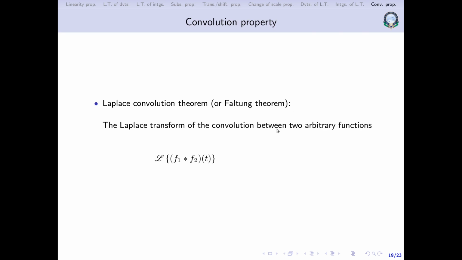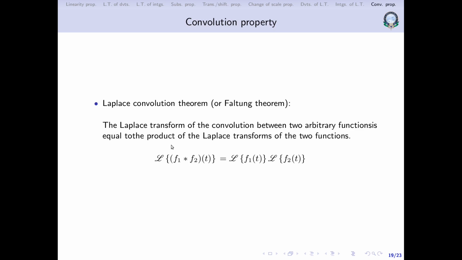So what basically it says is this. The Laplace transform of the convolution of two arbitrary functions, f1 and f2, so f1 star f2, is equal to the product of the Laplace transforms of the two functions. Take the convolution of two functions and find its Laplace transform. That is the same as finding the Laplace transform of the first function, finding the Laplace transform of the second function, and just multiplying them together. So that's your convolution property.